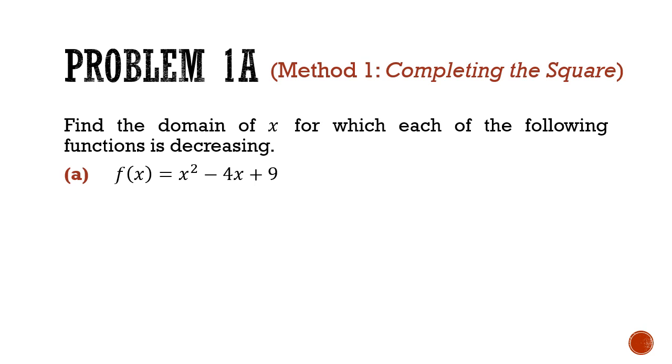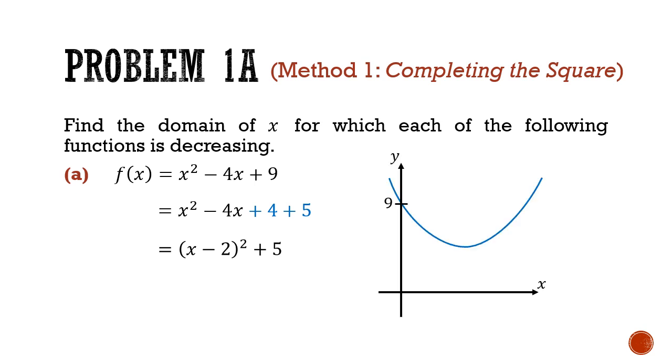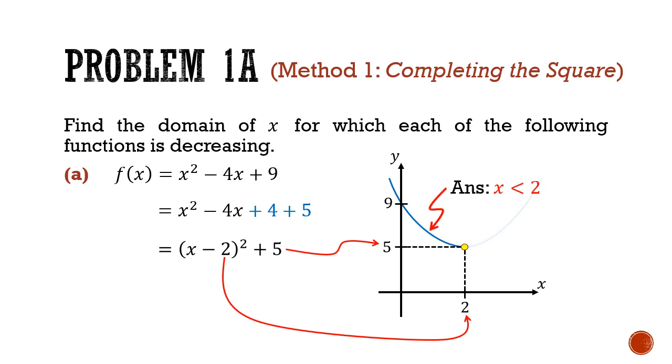Firstly, for this part, we don't even need calculus. Because it is a quadratic, we can complete the square by splitting the 9 into 4 and 5. This allows us to factorize x squared minus 4x plus 4 into a perfect square of (x minus 2) squared. So graphically, it will look like this, a happy quadratic graph that concaves upwards. The minimum point will be at (2, 5). From the graph, we can tell that the decreasing part of the graph is when x is less than 2.